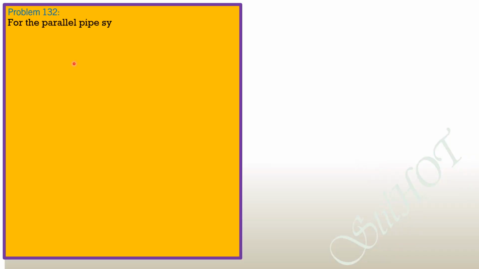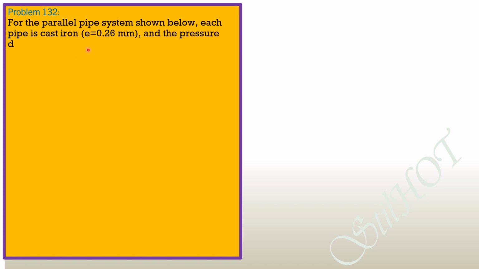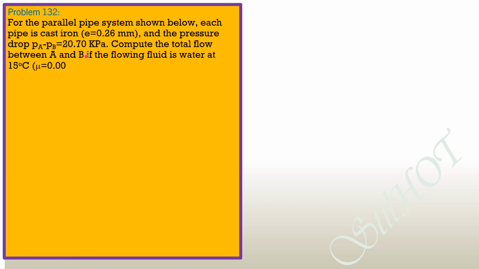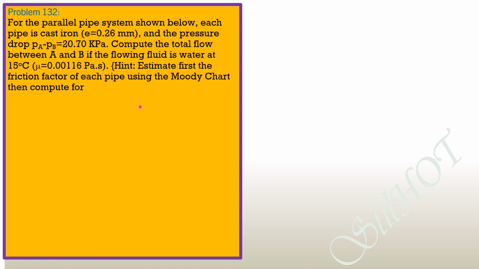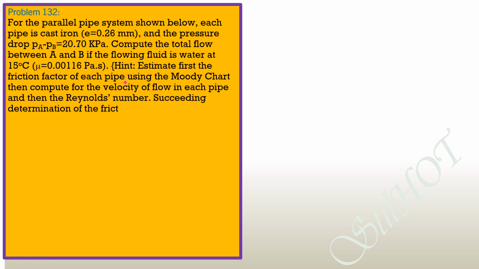Problem 132. For the parallel pipe system shown below, each pipe is cast iron with absolute roughness of 0.26 mm, and the pressure drop P sub A minus P sub B is 20.7 kilopascals. Compute the total flow between A and B if the flowing fluid is water at 15 degrees Celsius with viscosity of 0.00116 pascal second. So I'll present two solutions here.